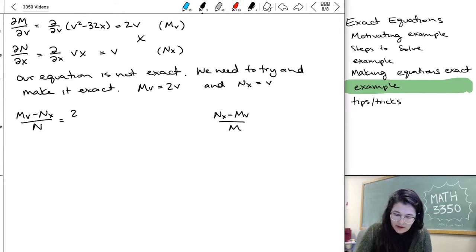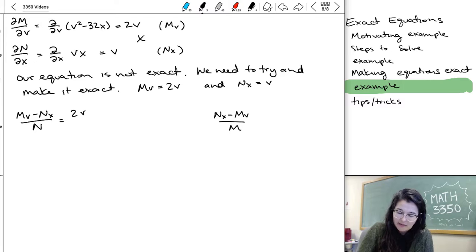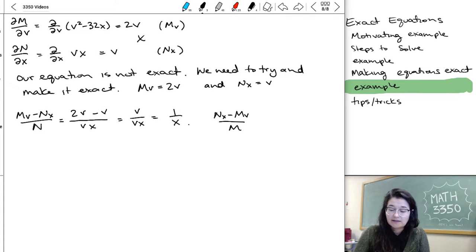But for the first one, we've got m sub v is 2v, minus n sub x is v, and then n was that vx. So we've got 2v minus v is v divided by vx, or we just have 1 over x. The thing was that we wanted this quantity to only depend on x, which is true.